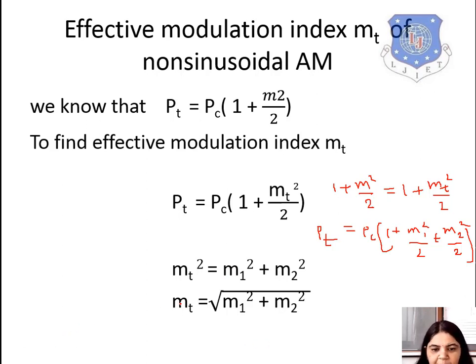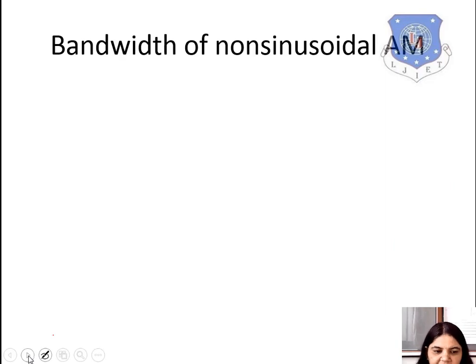So MT is equal to the square root of M1 square plus M2 square. This way we can find out the total modulation index when M1 and M2 are given. So if M1 is equal to 0.5 and M2 is equal to 0.7, then by putting in 0.5 and 0.7, you can find out the total modulation index. So this way we can find out the modulation index.